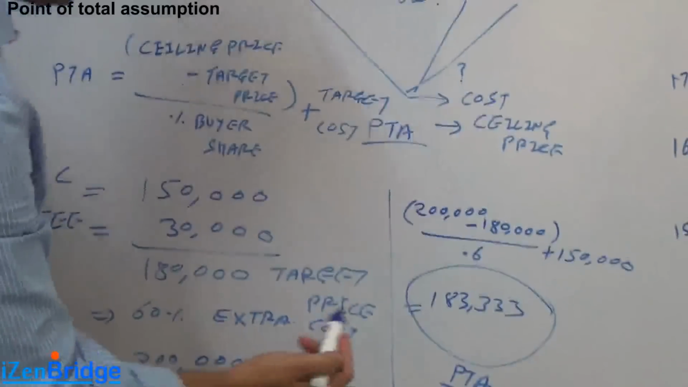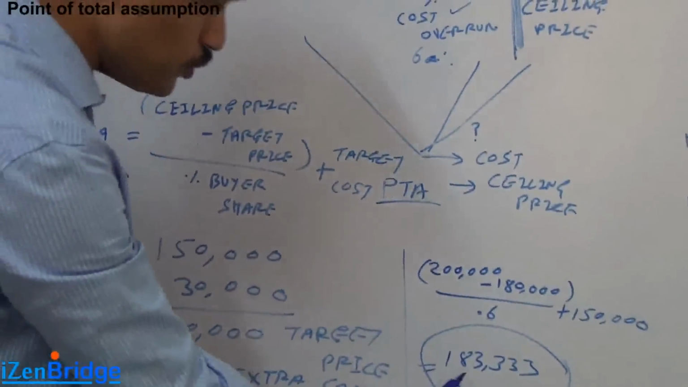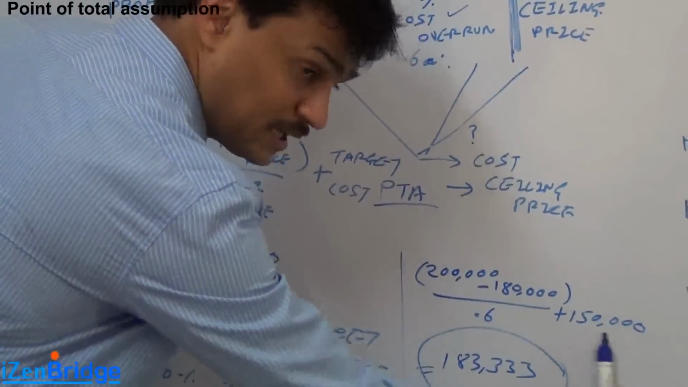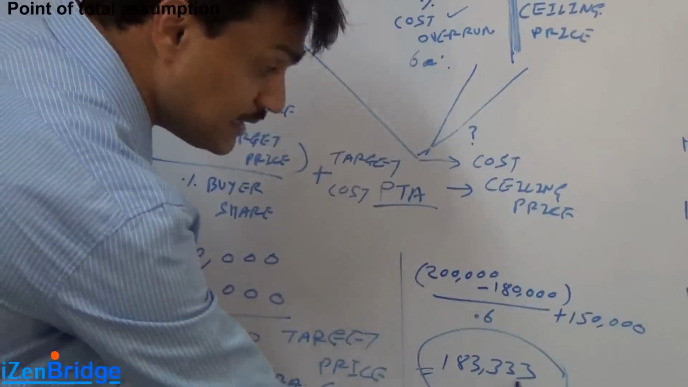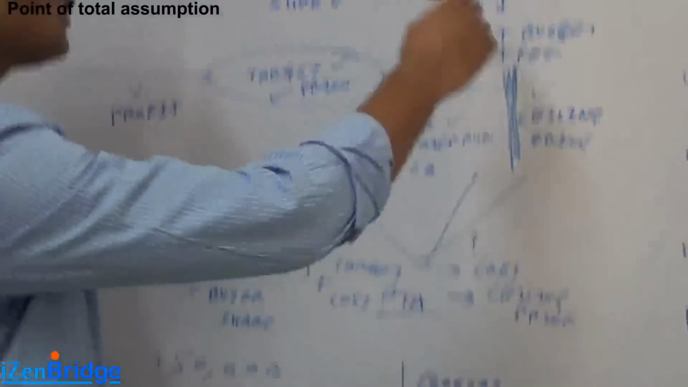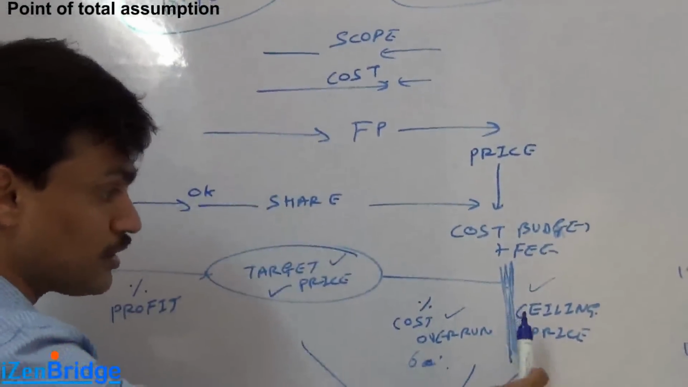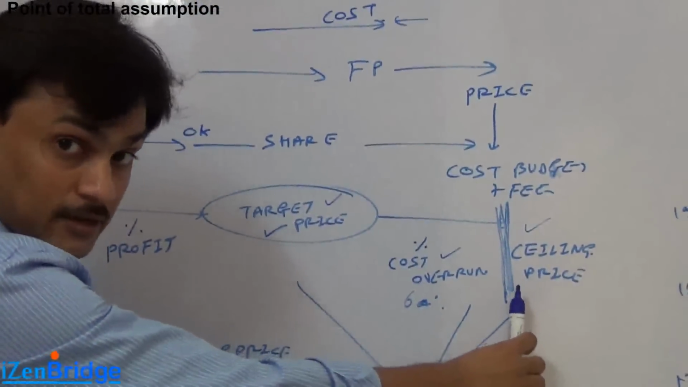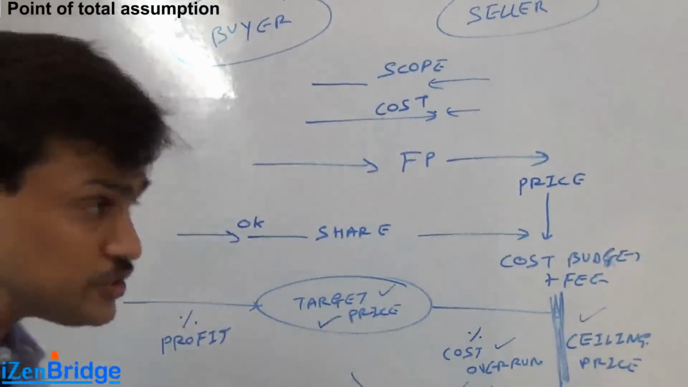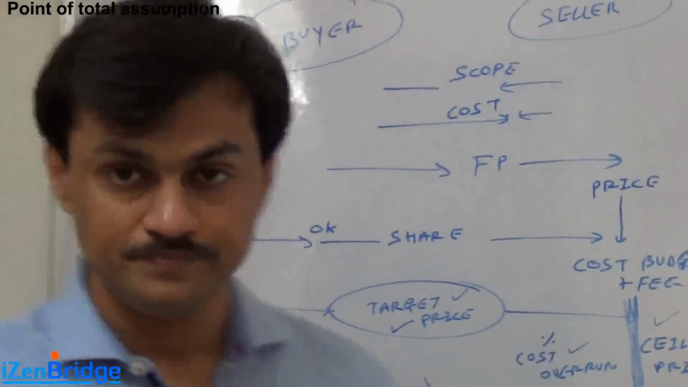What does it mean? It means if your cost, which you are assuming to be 150,000 at the beginning, goes to 183,333, the buyer will reach the selling price. Now let's see it in various scenarios using a table and graph.